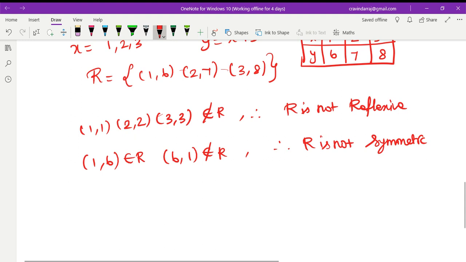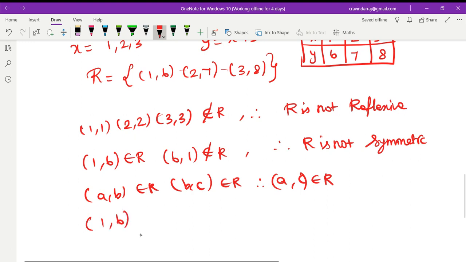Then the third one is transitive. Transitive means, as we already know, (a, b) belongs to R and (b, c) belongs to R, therefore (a, c) belongs to R. Here (1, 6) belongs to R, but the next pair does not come. (6, 1) or (6, 9), anything like that, does not belong to R. The second condition is not satisfied, so R is not transitive.